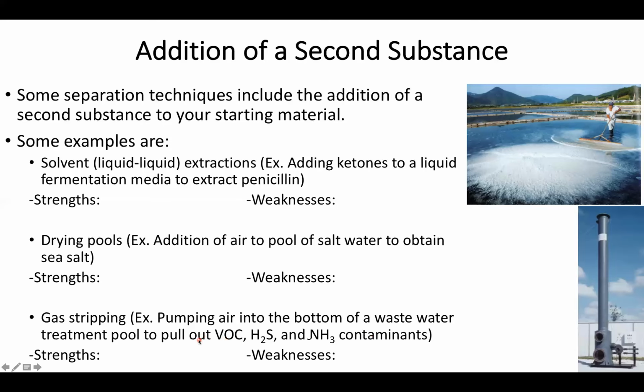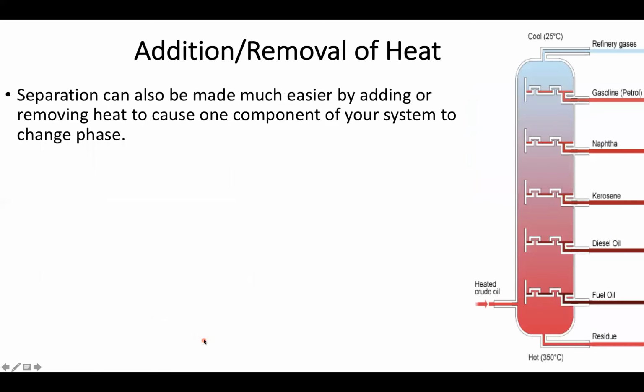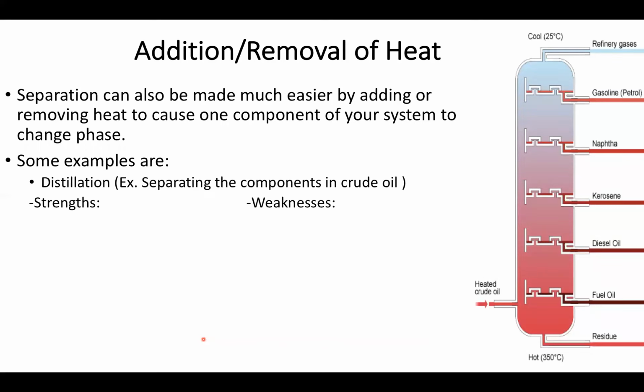So again, one of the problems with a lot of these techniques is that they often have a fairly low yield in terms of the rate of how fast I'm removing the species I care about, whether it's my solute, whether it's my solvent, or whether it's a volatile species. So one of the techniques you can use to speed up these processes is by adding in heat. But we also have the other option of removal of heat.